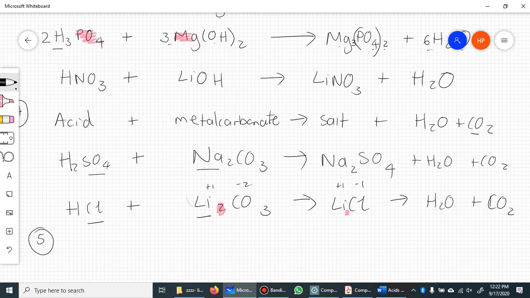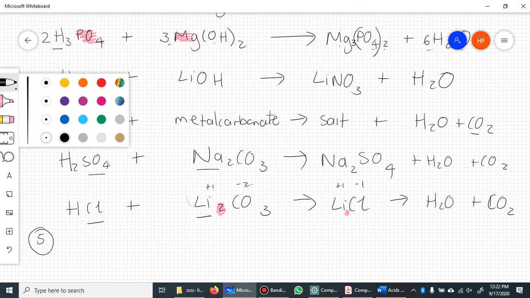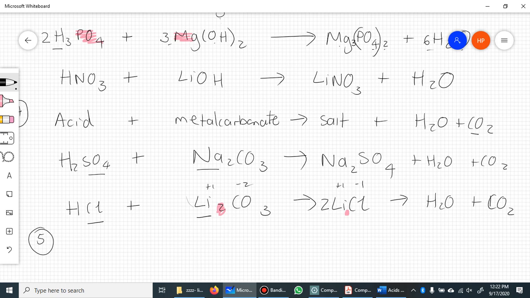Going on to your last rule, we actually need to go back and balance that one quick. So if I put a 2 here and a 2 in front of the HCl, that should be balanced. Let's check the oxygens. There's 3 on the left, 1, 2, 3 on the right. That should be balanced.